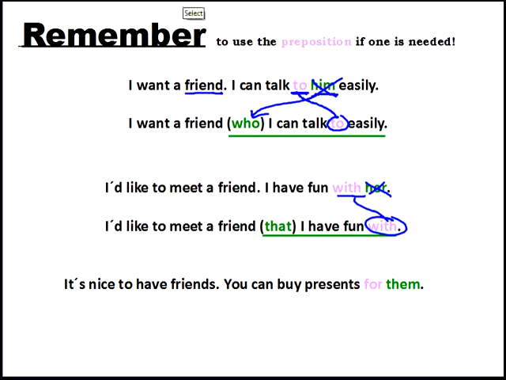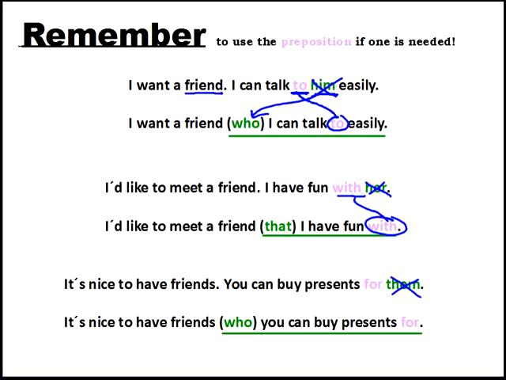Here is our last example. It's nice to have friends. You can buy presents for them. Again, I'm going to take away this as the object, and I'm going to read it like this: It's nice to have friends who you can buy presents for. Again, this for needs to be used again. Okay? Now, it might sound a little bit weird, but this is completely normal to do in English. Okay? If you don't use the preposition, it actually does sound incorrect.